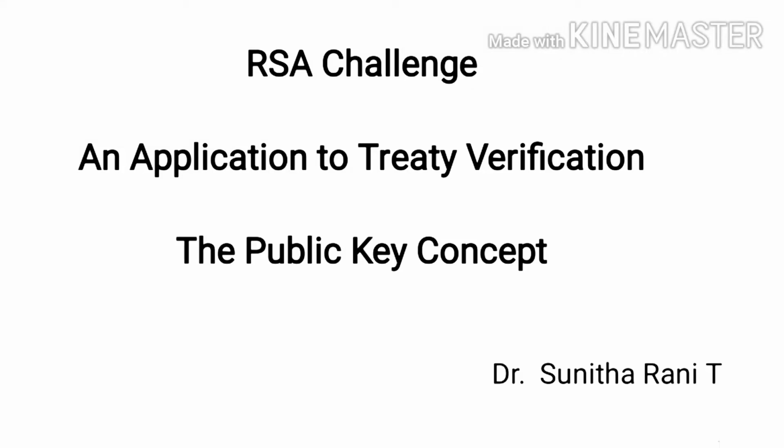Happy day! Tests like the Fermat primality test and the Miller-Rabin primality test can be used to check if a number is composite or prime. To find the factors of n, the quadratic sieve and the exponent factorization method can be used. Now we turn to the RSA challenge that was thrown open to the public by the authors, how this RSA can be used as an application to treaty verification, and the advantage behind the public key concept.